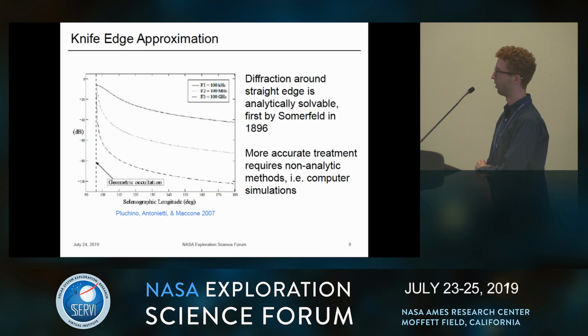So that's a good start, but there's reason to believe that this approximation is not a very good one. So for one thing, it's just an edge, so it's assuming that there's just free space behind the edge where the diffraction is happening. And also, it doesn't take into account any sort of electrical properties of the moon, which might affect the amount of diffraction at different frequencies.